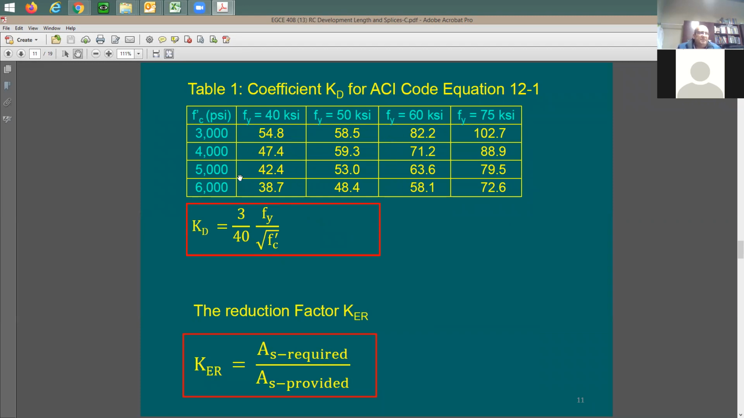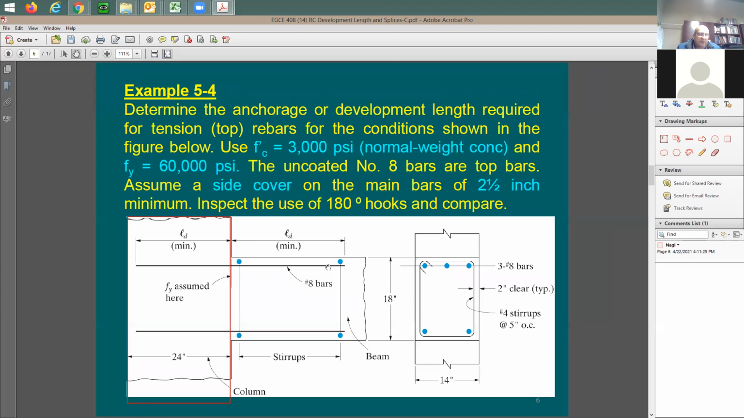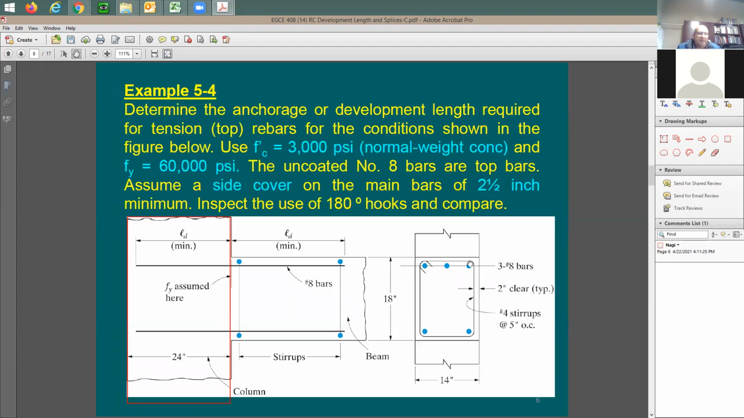Or let's say sometimes this can be concrete at 4,500 psi, and in this case, you cannot really use this table. So the best way is to just use the equation. So here's what Kd stands for. And then we know it's going to be top bars because you have more than 12 inches of concrete below the top bar. It's going to be psi t, it's going to be 1.3. For the size here, it is number 8, and we have certain psi values.